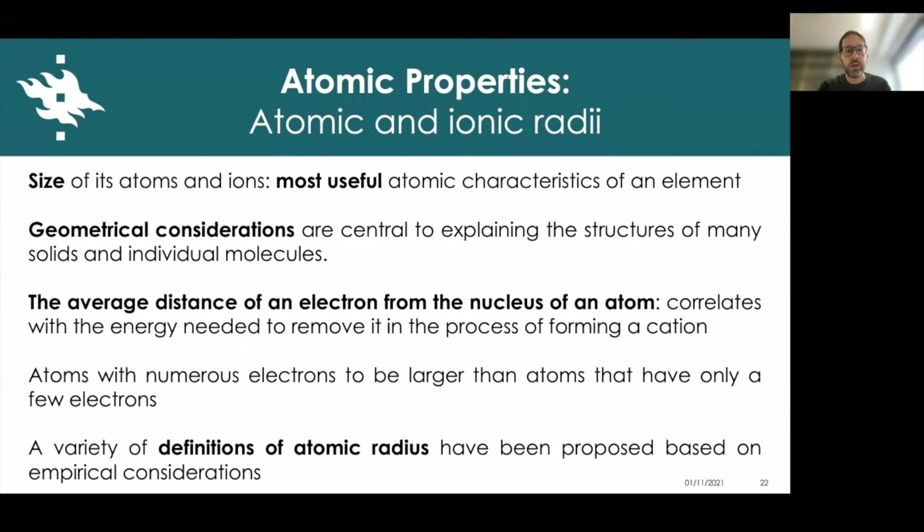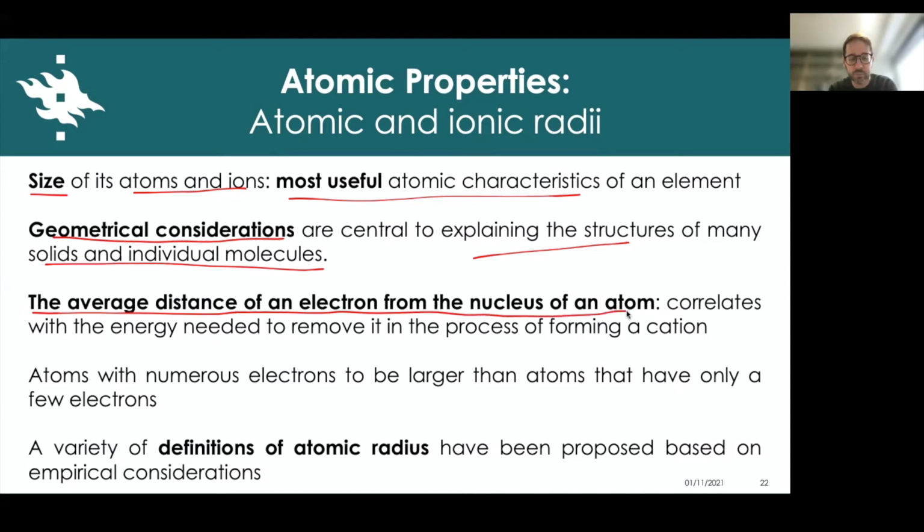All right. If we talk about the properties of an element, the size of the atoms and the size of the ions, measured by the radius or the radii, is probably one of the most useful atomic characteristics of an element. For example, size will dictate geometrical considerations, which are important to explain the structure of many solids and many individual molecules. Also, the average distance of an electron from the nucleus of an atom will correlate with the energy that will be needed to remove this electron in the process of forming a cation. And this is important for the formation of compounds, for example.